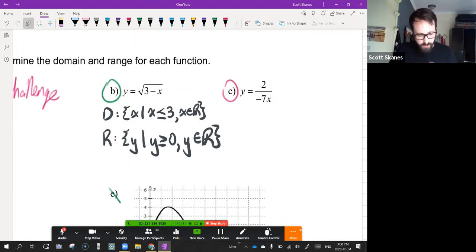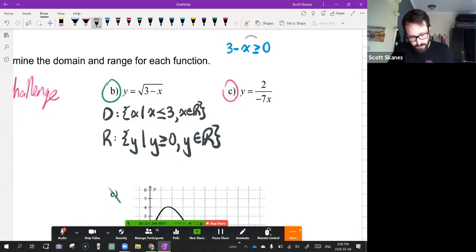Here, what are all the x values? What's another way? Well, the function inside the square root, we know it needs to be greater than or equal to 0. So we say 3 minus x must be greater than or equal to 0 because we're not allowed to have a negative square root. Just solve that for x.